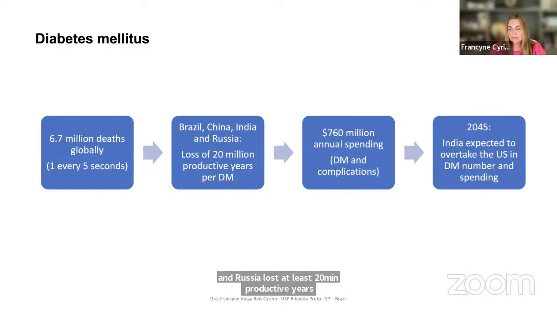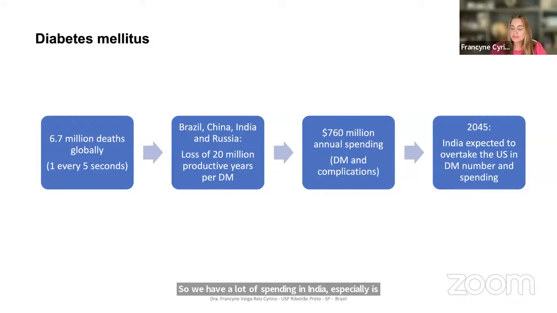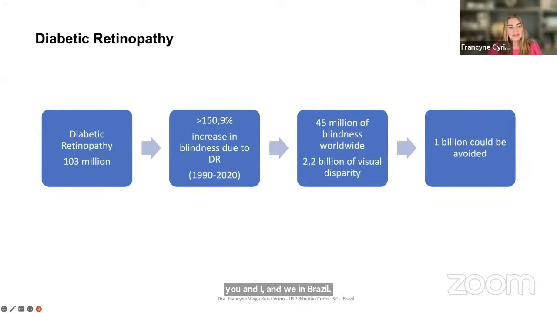So we have a lot of spending, and India especially is expected to overtake the United States in the next years, in 2045, in number of patients and spending. So you and I and we in Brazil have to be prepared for these increasing cases. And you also know that we have a lot of diabetic retinopathy, and this has increased 150% in 30 years. So 1 billion of visual impairment and blindness could be avoided.